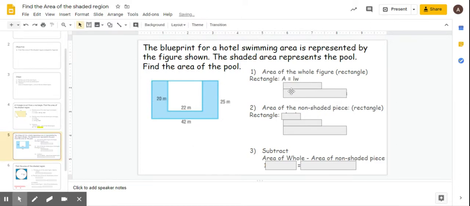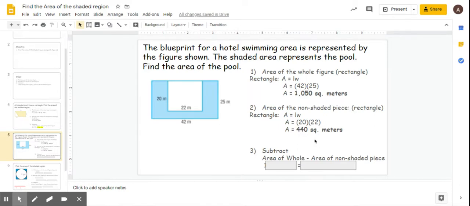So you would do length times width, which is 42 times 25, and that'll get you 1050. So the area of this whole rectangle is 1050. And then find the area of the non-shaded piece. So this is the non-shaded piece that's inside. So you would do the same thing, length times width, it's a rectangle. All right, 20 times 22, because 20 and 22 are your sides, and that gets you 440 square meters.